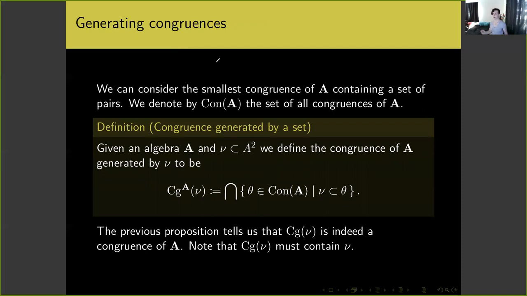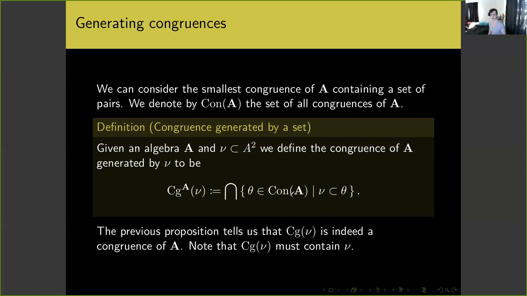We can consider the smallest congruence of A containing a set of pairs, just like we considered the smallest subuniverse of A containing a set of elements of our universe before. So we're going to denote by Con A the set of all congruences of the algebra A. And the congruence generated by a set is nothing but the intersection of all of the congruences which contain that set of pairs of things in A as a subset. And so this is very much analogous to the definition of the subuniverse generated by a set of elements, except now we start off with a collection of pairs, nu, and we obtain from that collection of ordered pairs a congruence, as it turns out, because the previous proposition tells us that the congruence generated by nu in the algebra A is actually a congruence of A.